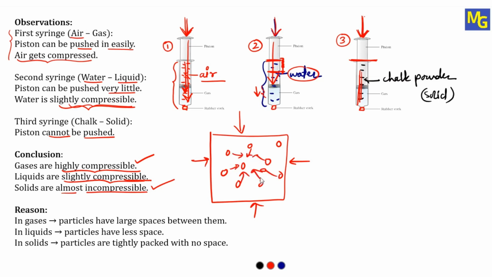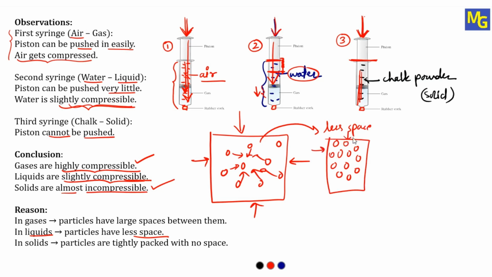gases can be compressed. But in case of liquid, particles have less space. So compared to gases, the arrangement of liquid particles can be shown like this. So see the space between the particles. Compared to gases, there is less space. And now when you push these water molecules, liquids, what will happen?